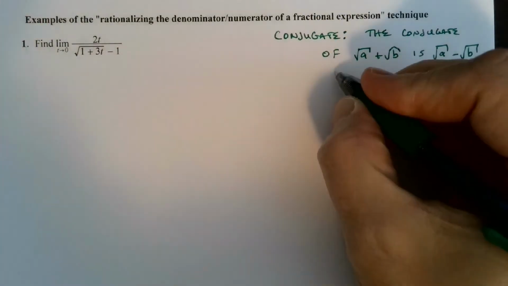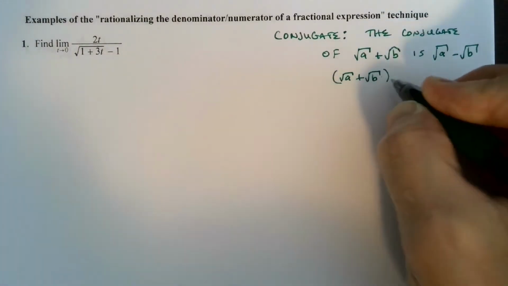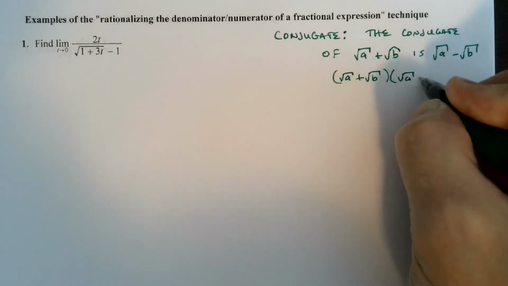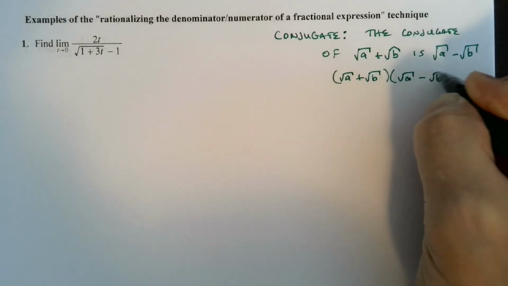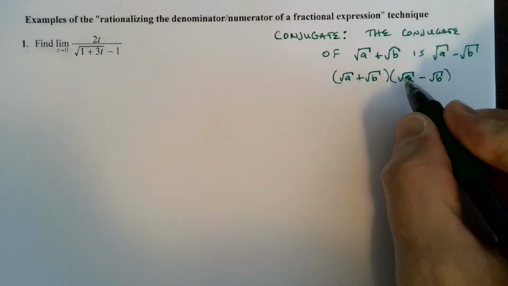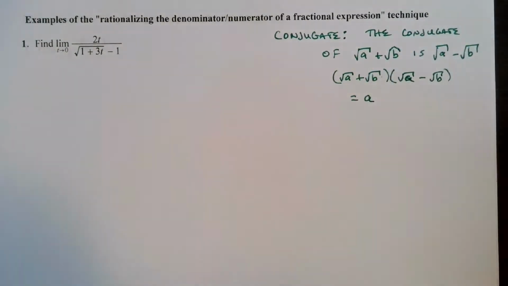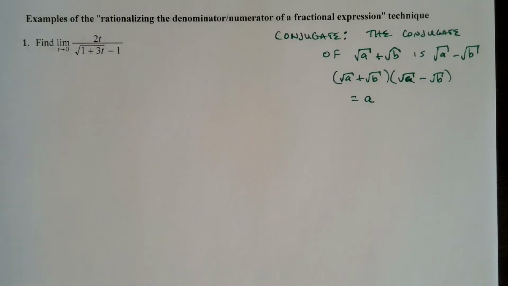And you can see that if I multiply the square root of a plus the square root of b times the square root of a minus the square root of b, FOIL that out. What's the square root of a times the square root of a? First times first. Well, that's just going to be a. That's the definition of the square root of a. If I multiply the square root of a times itself, I get a.